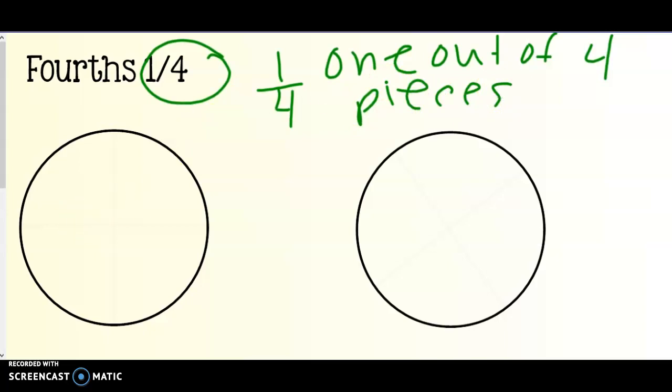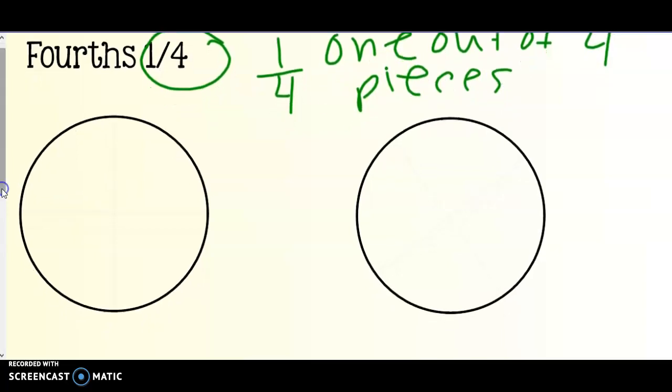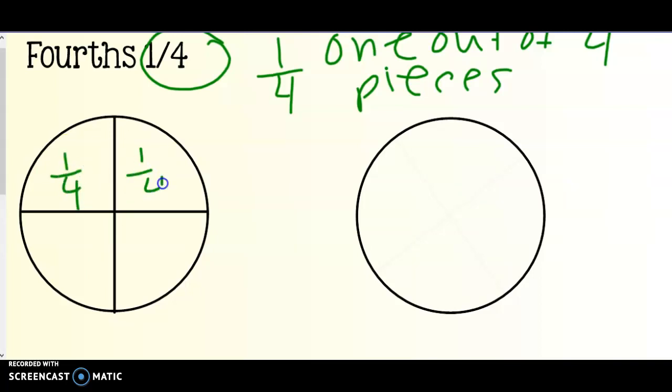We're going to start off with our circles again and see how we can partition our circles into fourths. Split a line across the middle, and then one straight down, and now I have 1/4. That is how I decided I want to split my pizza into 1/4. Everybody gets the same amount.